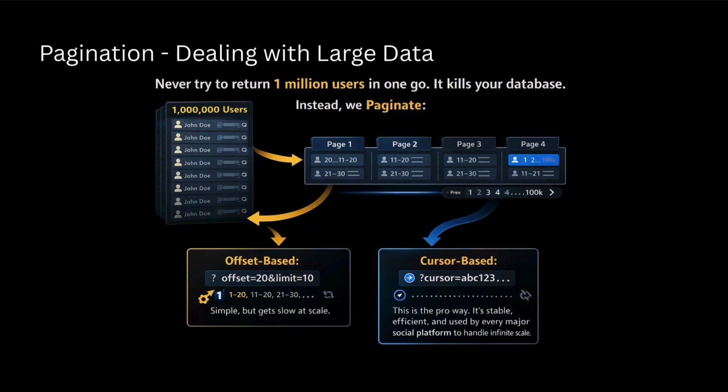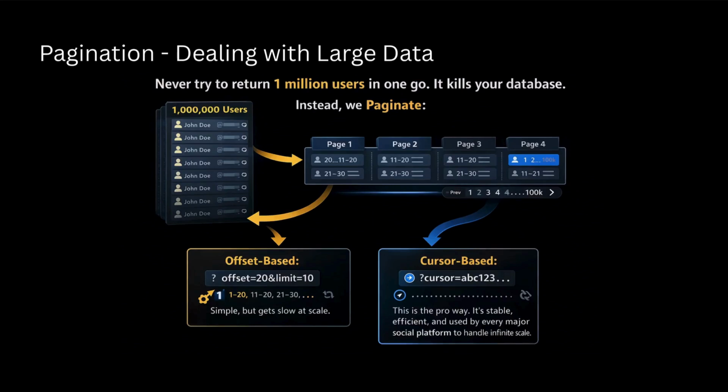The next is cursor based. Let's say we have cursor equals ABC123, for example. Instead of counting pages, we continue from a specific position. So we are not doing a full scan. This is more stable and much more scalable. That's why high scale systems prefer cursor based pagination. And remember that pagination isn't just organization, it's database survival.